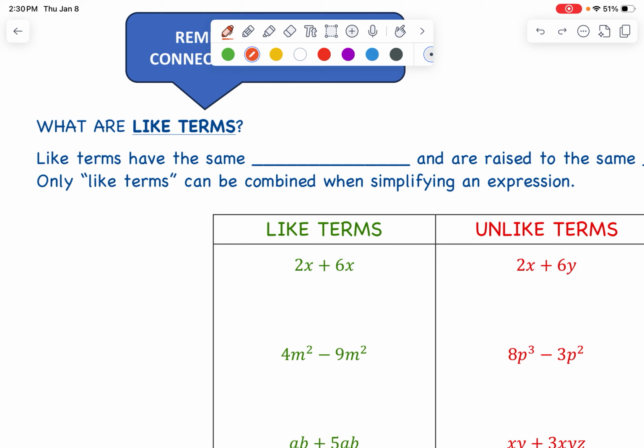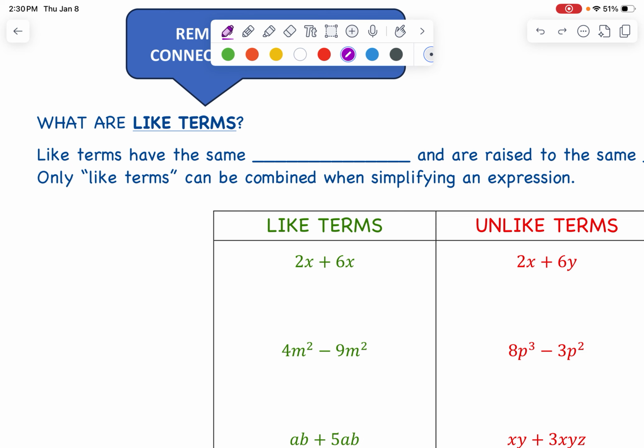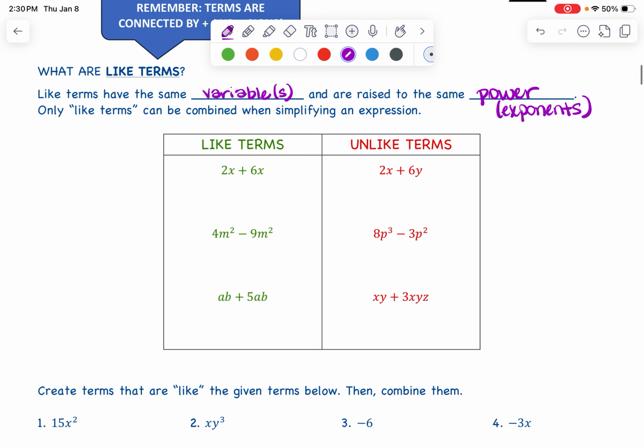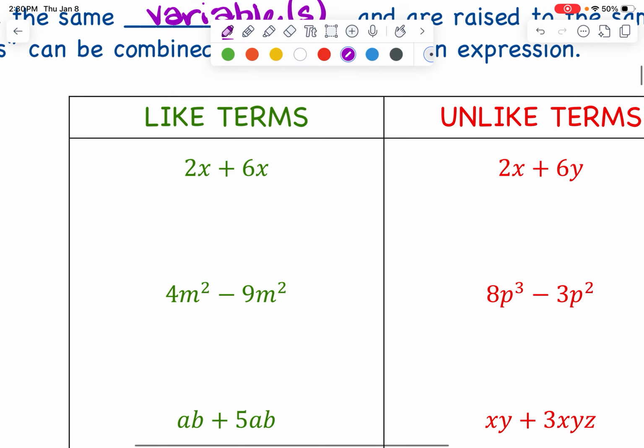As far as definitions go, the definition of like terms is: like terms must have the same variable. I'm going to put variables in parentheses, because obviously a term can have more than one variable if it wants to. But it can't just have the same variable. That variable must also have the same power, or the same exponent. I have a chart here of some examples of like terms versus unlike terms, so you can see the difference. Let's look at those like terms really quickly.